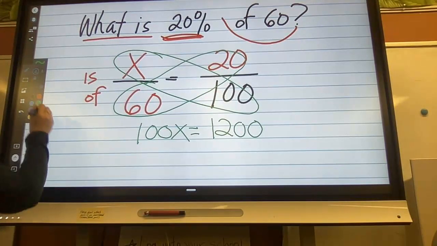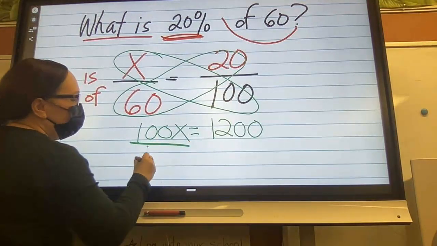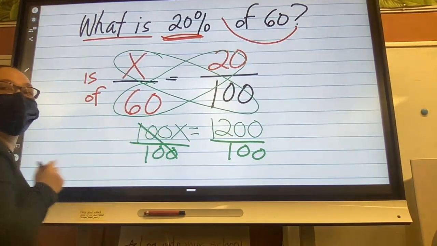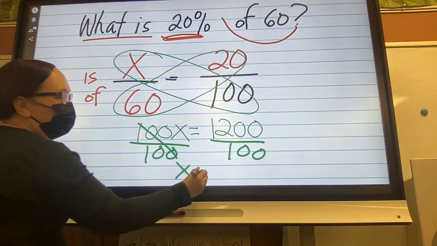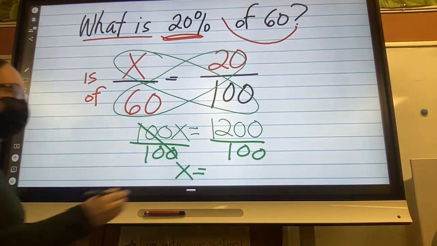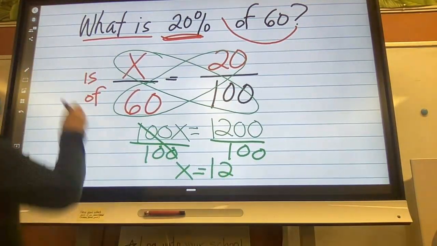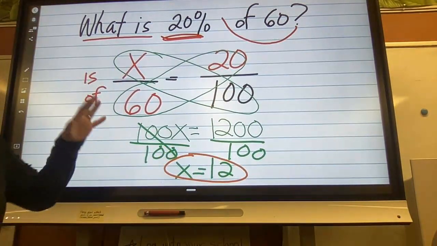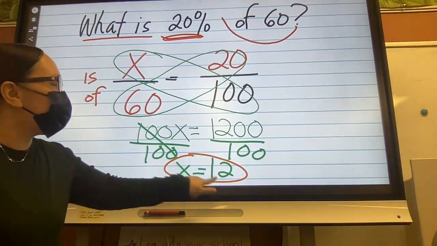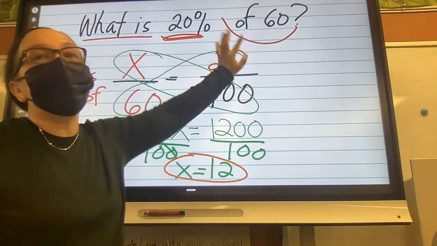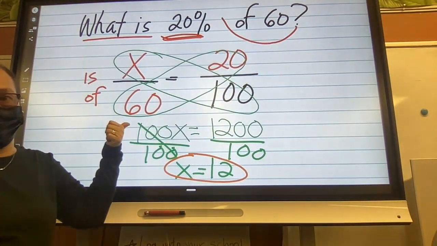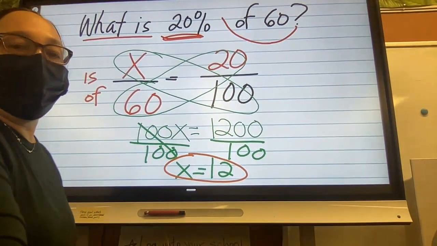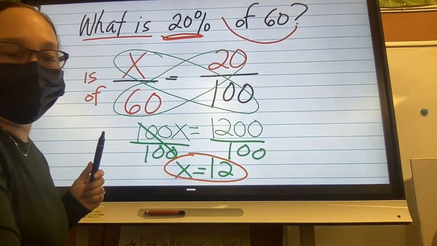You don't need to be scared to say it. So divide both sides by 100. We can cancel that out. So x is going to be what? 12. So it means 12 is 20% of 60. Copy that, so you have an example in your notes. There are 3 different problems that we're going to be working on.